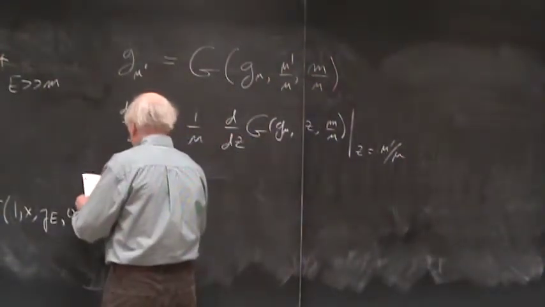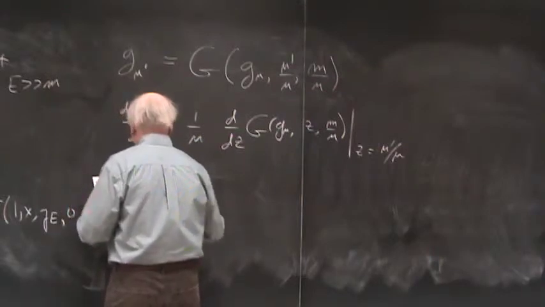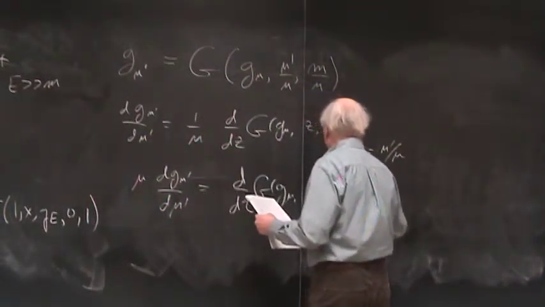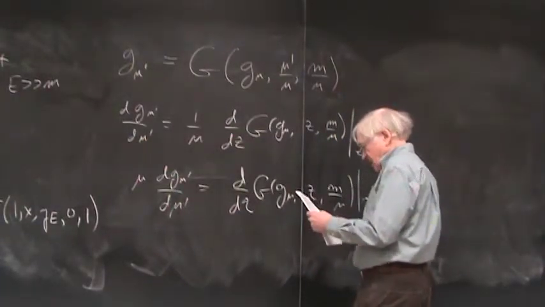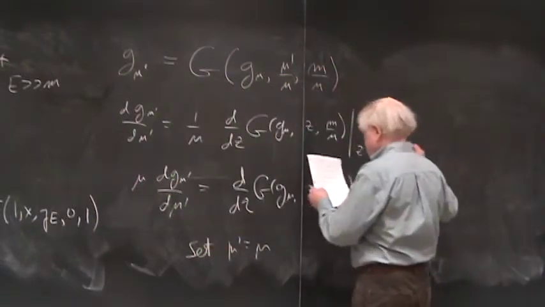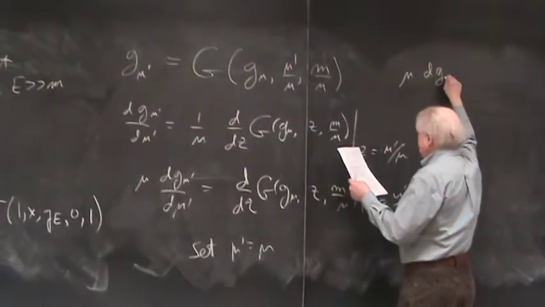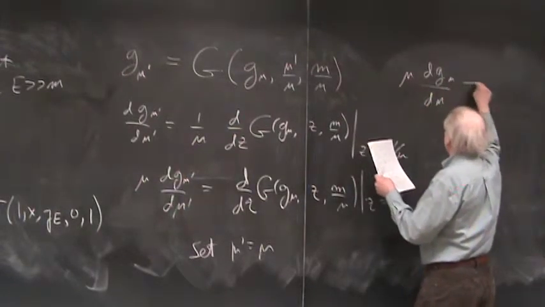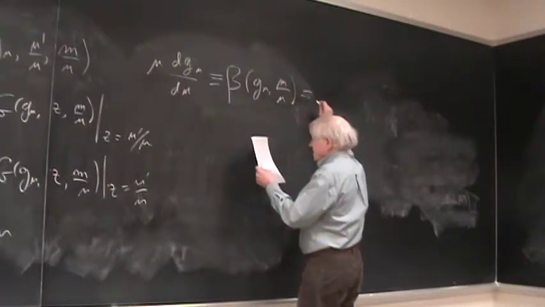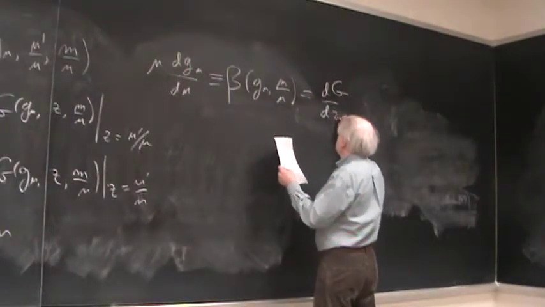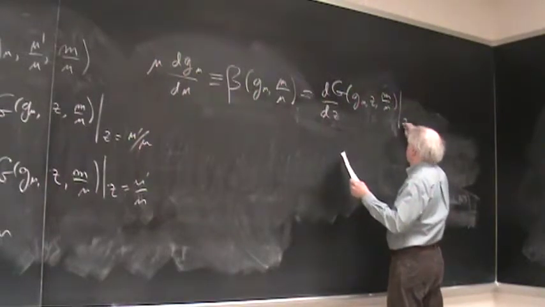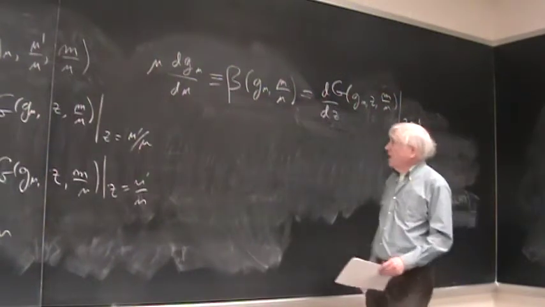So let's cancel this mu by writing mu d g of mu prime d mu prime is then d dz of g of mu, z, m over mu, again z equal to mu prime over mu. Now we're going to set mu prime equal to mu, and we get a differential equation. Mu d g sub mu d mu, which is the beta function of g mu and m over mu, is then dg dz, evaluated at z equal to 1, because we're setting mu prime equal to mu.